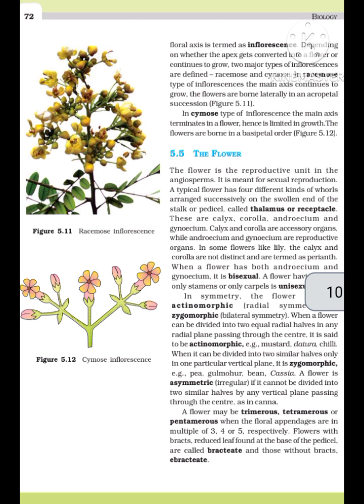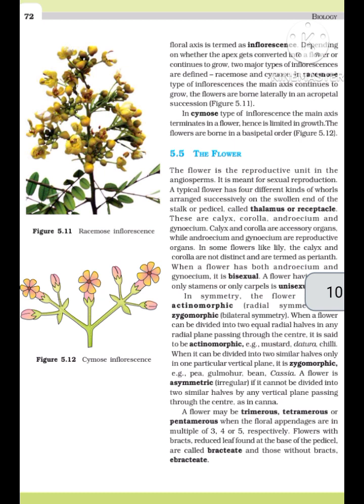The flower is the reproductive unit in the angiosperms. It is meant for sexual reproduction. A typical flower has 4 different kinds of whorls arranged successively on the swollen end of the stalk or pedicel, called thalamus, or receptacle. These are calyx, corolla, androecium and gynoecium. Calyx and corolla are accessory organs, while androecium and gynoecium are reproductive organs.